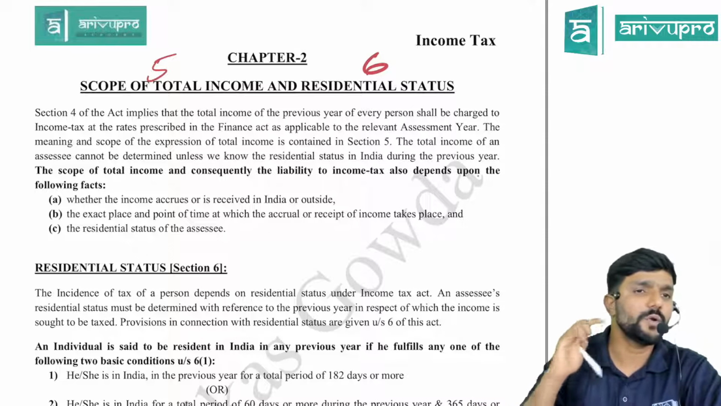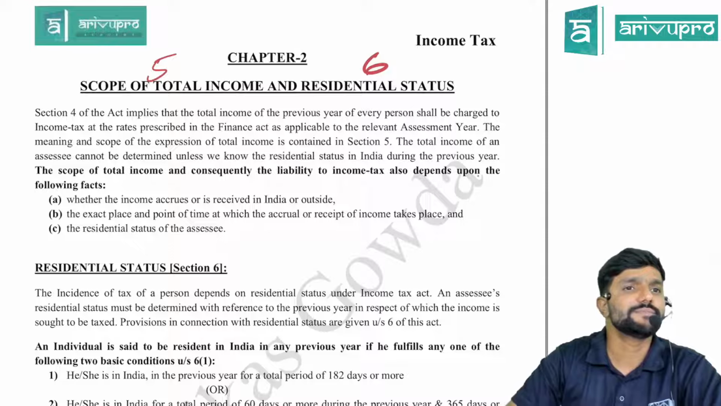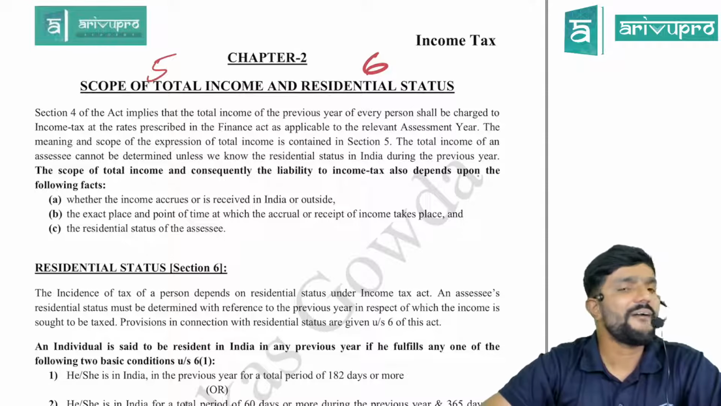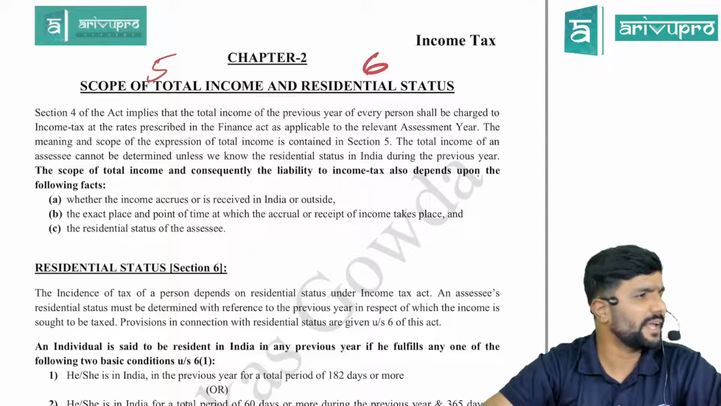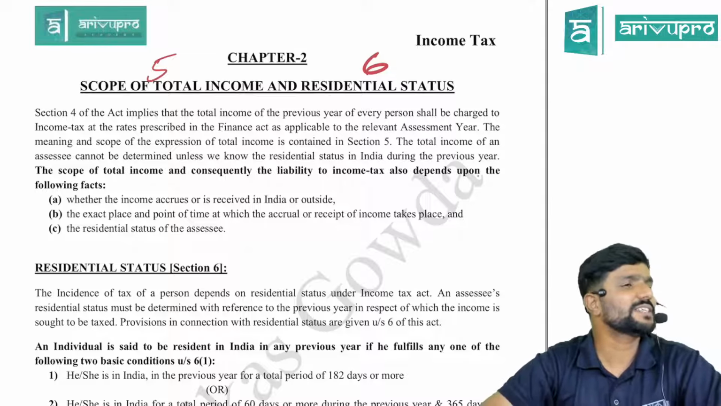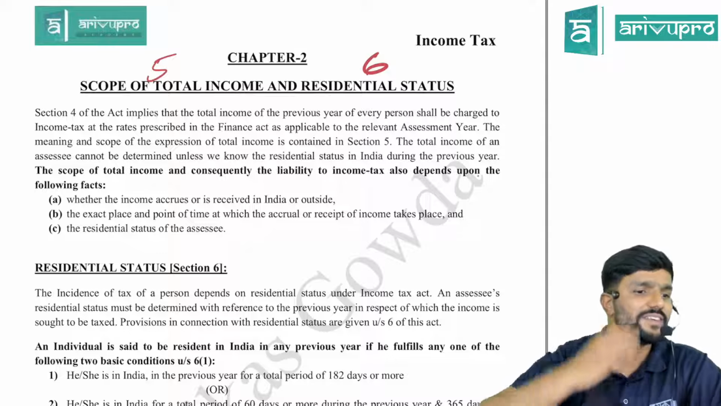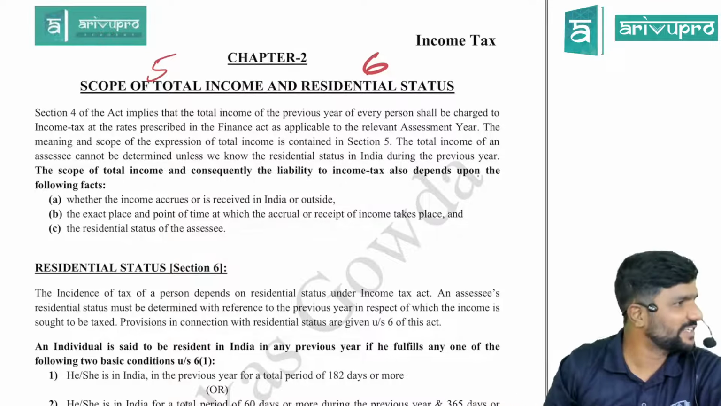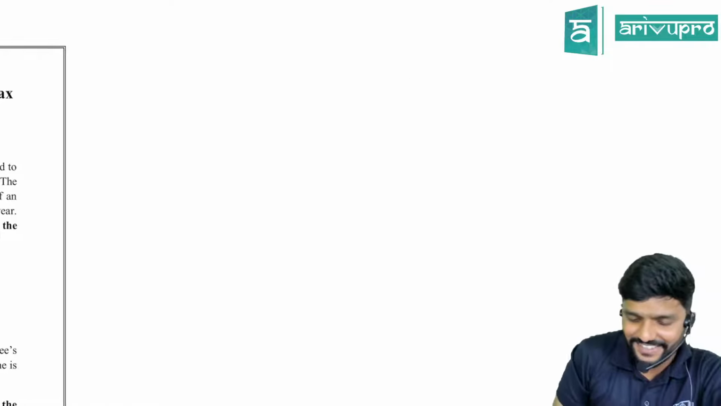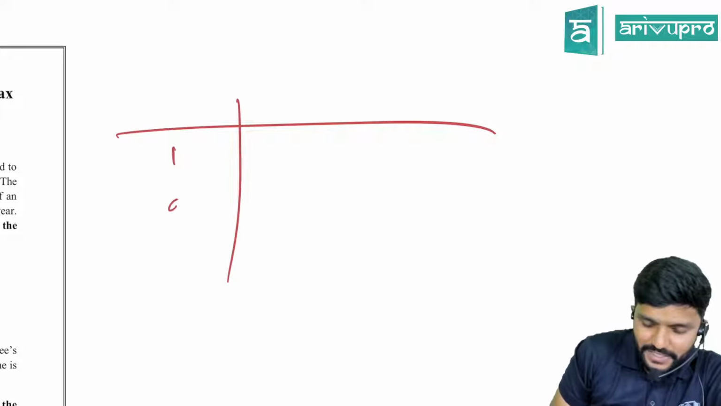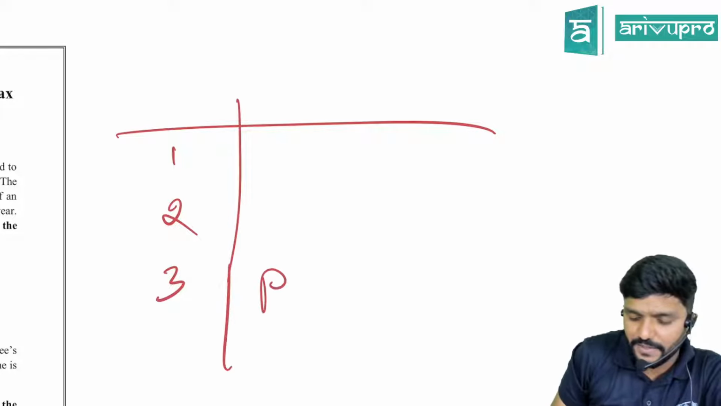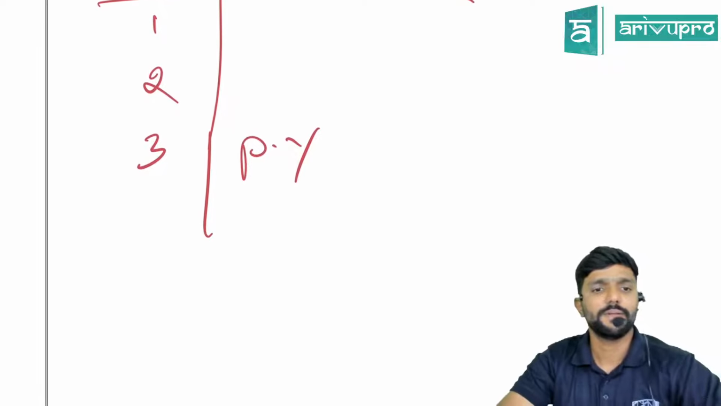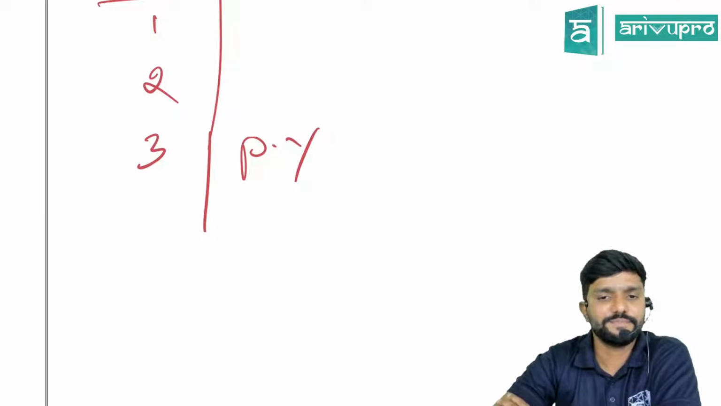Now come to your notebook where you have written the section number. Take down. We are done till 2, I guess? Right, 3. What does section 3 talk about? Residential status. Previous year. 1 and 2 is done. Now 3. Previous year.